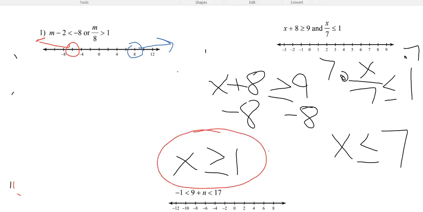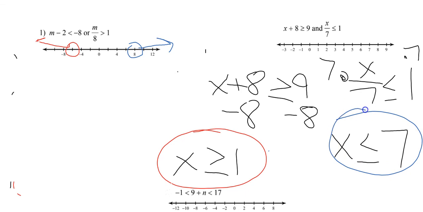Now, do the same thing. We're just going to graph them. The blue one, x is less than or equal to 7. Put my mark on 7. It's a closed circle since it's less than or equal to, and it points to the left. x is greater than or equal to 1. Put my mark on a 1. Points to the right. My solution is everything in between here.